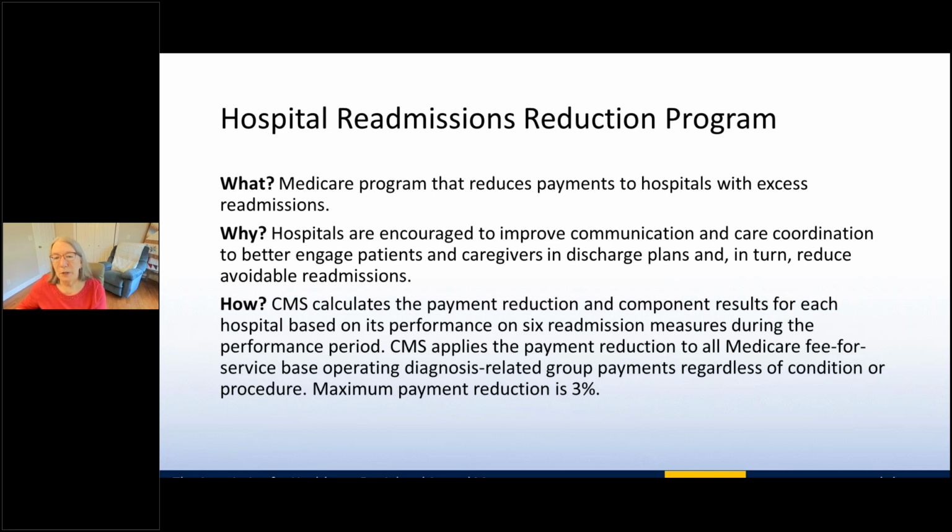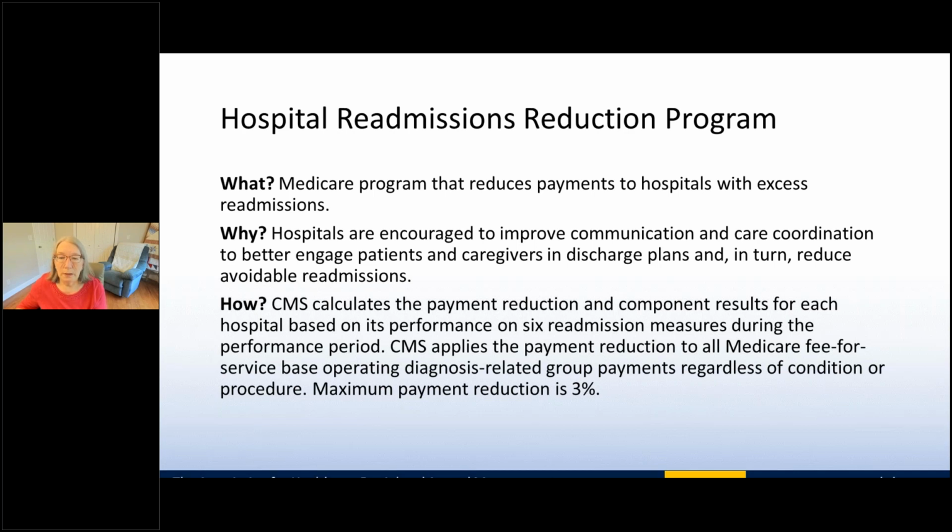So our Hospital Readmissions Reduction Program, I'm going to start with CMS, because that's where we think about when we talk about readmissions. The CMS Readmissions Reduction Program has actually been in place for about 10 years now, believe it or not. It's a program that Medicare manages that reduces payments to hospitals with what they deem to be excess readmissions.